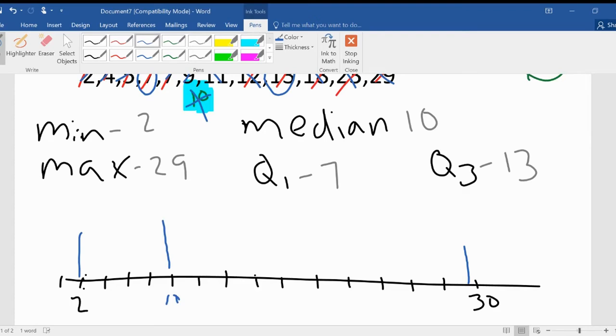Our Q1 is at 7, so it's 2, 4, 6, 7 is going to be in between there. And 13, 10, 12. So 13 is in between here. Okay. So you should have 5 lines. You have to have 5 lines in order to make your box and whisker.